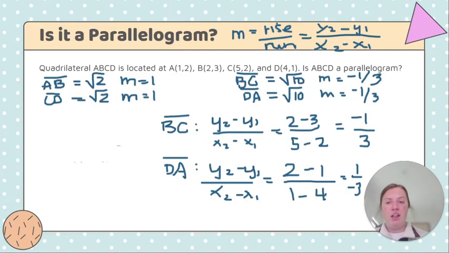Is the shape a parallelogram? We have opposite sides are congruent, and we have opposite sides are parallel. Therefore, we do, in fact, have a parallelogram.